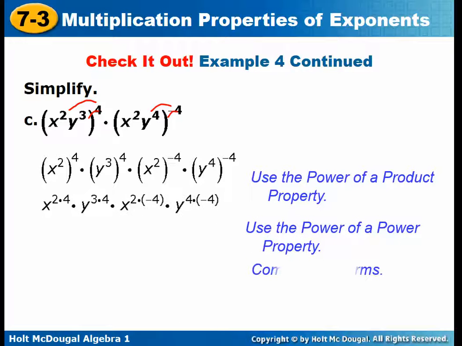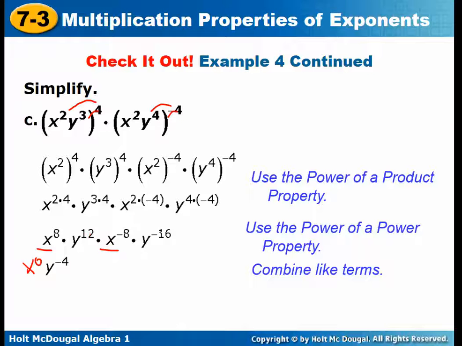Now we can simplify each part of that, and we'll get x to the 8th, y to the 12th, x to the negative 8th, y to the negative 16th. When you multiply, you add their exponents. So 8 plus negative 8 is 0. So we'd have x to the 0, and then 12 plus negative 16 is negative 4. But x to the 0 is 1, so that's why the answer is just y to the negative 4th, and then write that with positive exponents as 1 over y to the 4th.